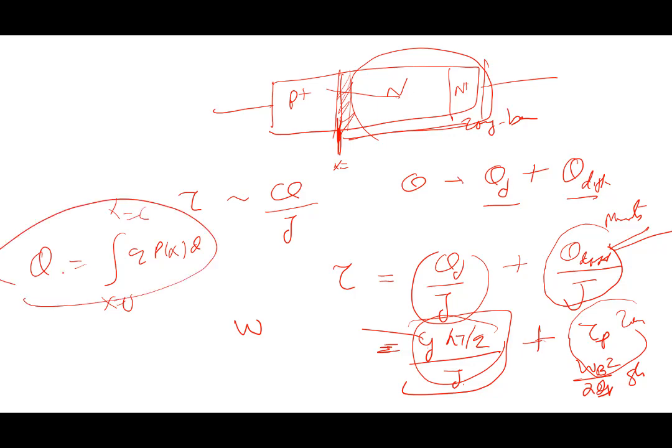And get the whole charge, all the minority charge that is there. Of course, there's minority charge here also, P plus also, but that's much smaller. And get this part of the delay here. This is an important point.